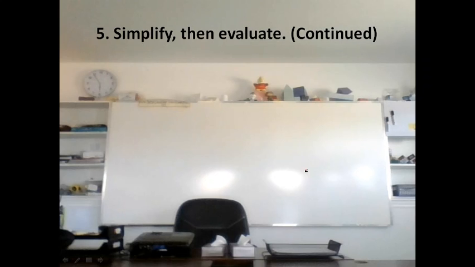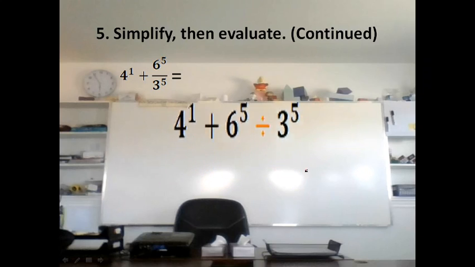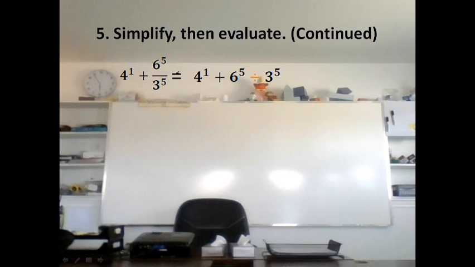So to continue with simplifying and evaluating, when we have 4 to the power of 1 plus 6 to the power of 5 over 3 to the power of 5, we can turn this into a division statement by just changing this fraction into a division right here. And we still have 4 to the power of 1 plus 6 to the power of 5 divided by 3 to the power of 5.